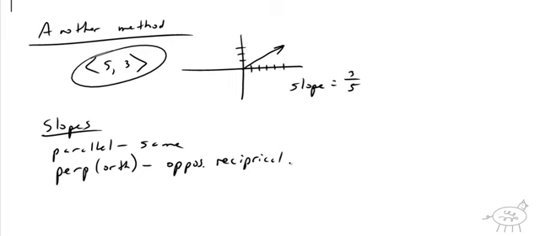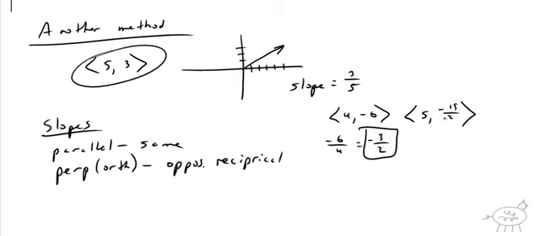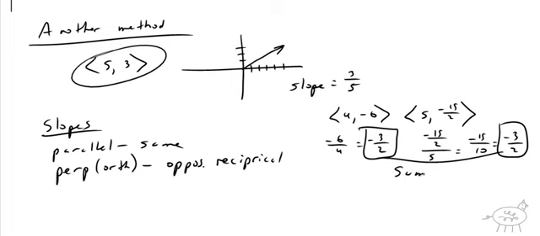So let's go back to our original problem, 4, negative 6 and 5, negative 15 halves. Let's just check out the slopes. You don't even have to do the dot product, but once you understand that, you can use the first method I showed you. Isn't it y over x? So isn't it negative 6 over 4, which is negative 3 halves? That's the first one. And what about this one? Negative 15 halves over 5. Isn't that negative 15 tenths, which is negative 3 halves? Sweet! These are the same. So parallel.